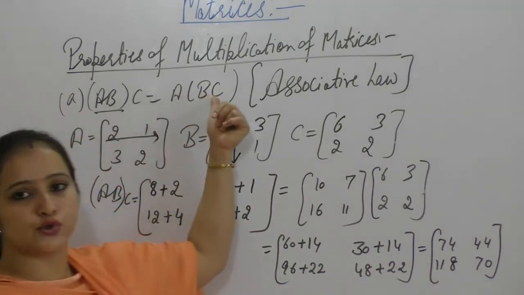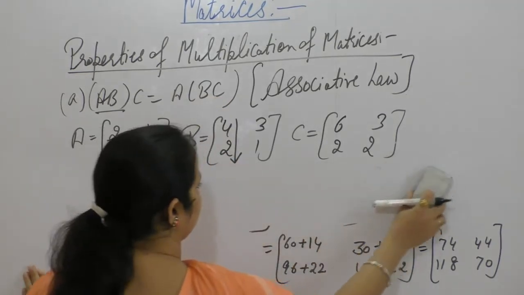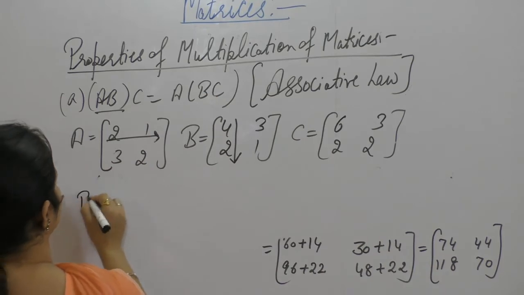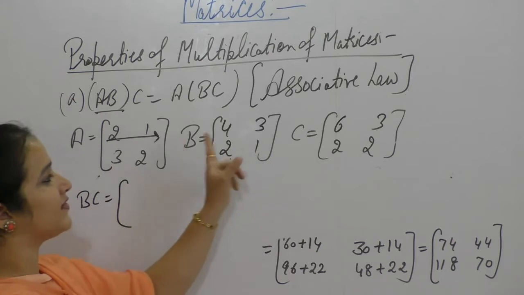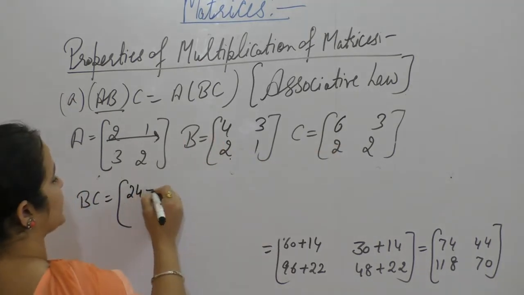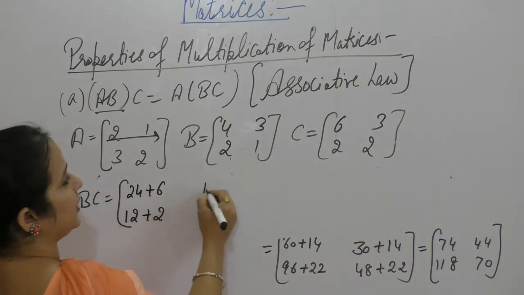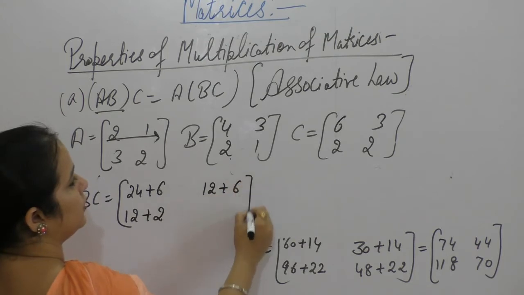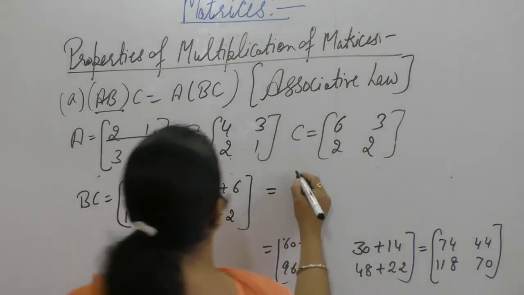Now A into BC. First multiply BC. First row by first column: 4 into 6 is 24 plus 3 into 2. 2 into 6, 2 into 1. 4 into 3, 3 into 2. 2 into 3 and 2 into 1. So BC is computed.